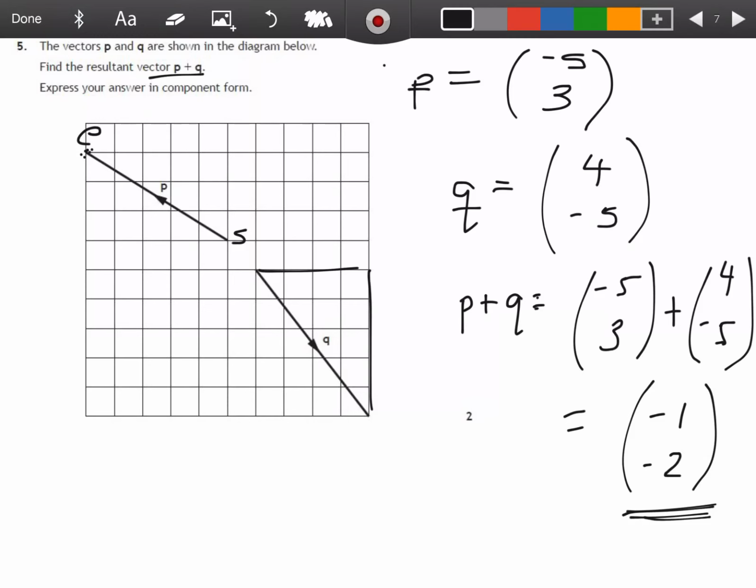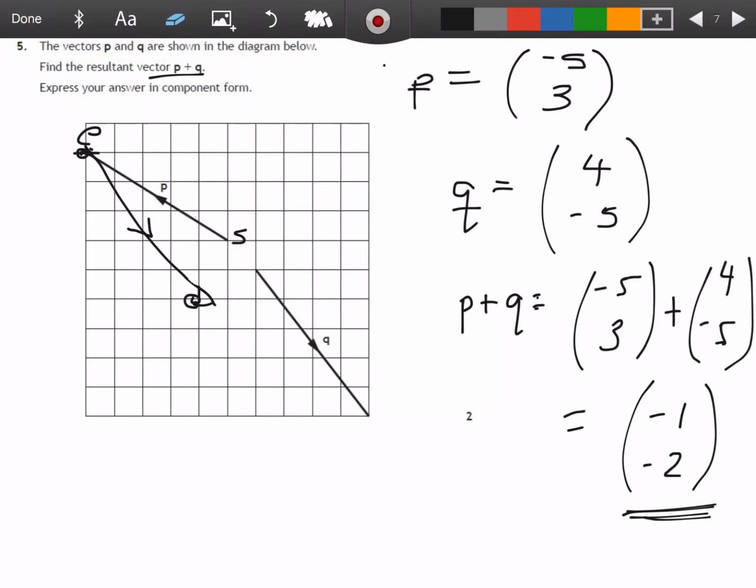So at the end of here, I'm going to go along 4 and down 5. 1, 2, 3, 4, 5. So from here to here. What I've basically done is I've drawn vector q attached to the end of vector p.